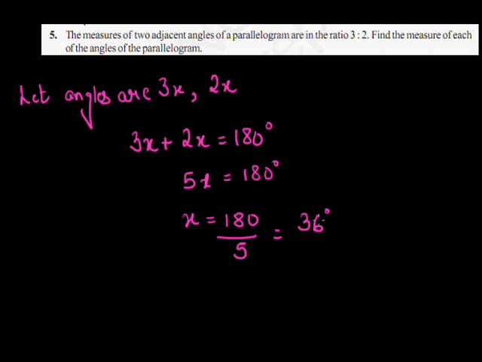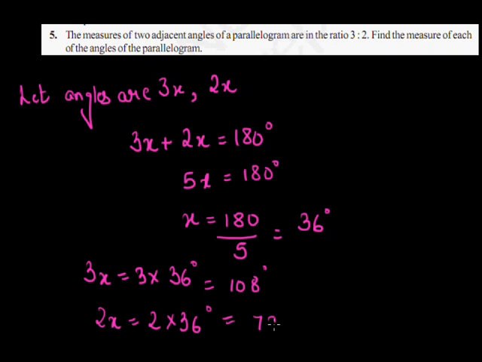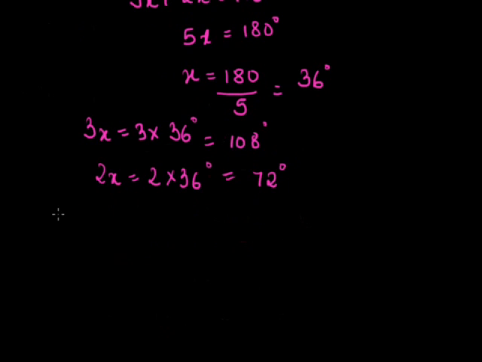So I can say one angle will be equal to 3x, that is 3 into 36 degree, which is equal to 108 degree, and the other angle, that is 2x, will be equal to 2 into 36 degree, that is equal to 72 degree. Now we all know that the opposite angles of the parallelogram are equal. So all the angles will be 108 degree, 72 degree, again 108 degree and 72 degree. These are the measures of the four angles of the parallelogram.